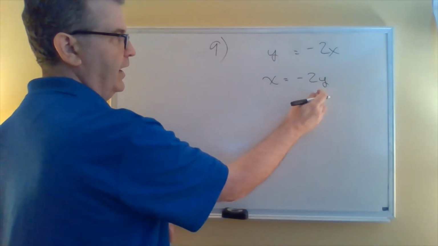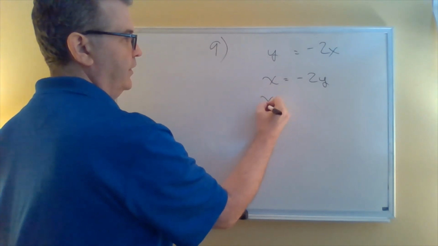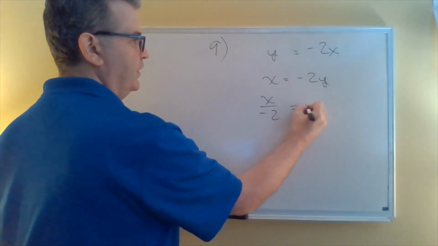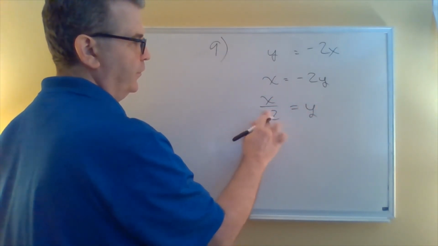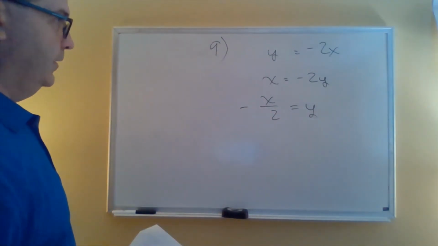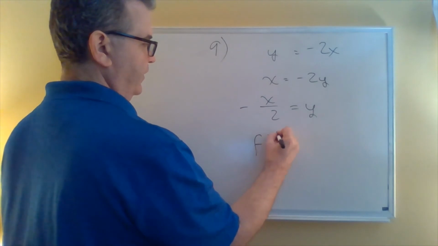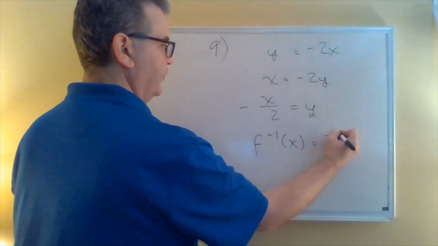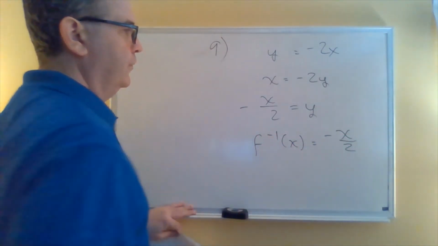Just going to divide each side by negative 2. So x over negative 2 equals y. Probably we don't want that negative in the bottom, so it's just as accurate with the negative out front. Okay. So I will have f negative 1 of x equals negative x over 2.